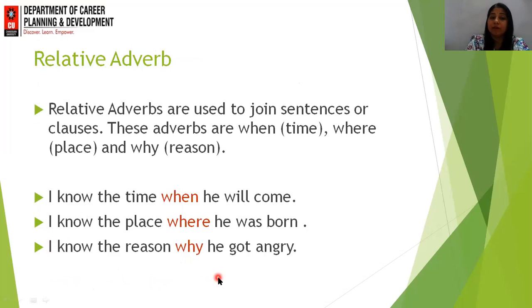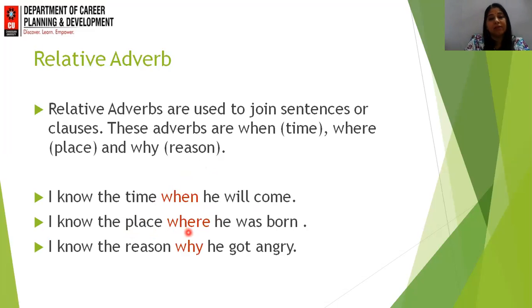Next is relative adverb, which joins two sentences by giving place, reason, or time. They are used to join sentences and clauses. In one sentence we can find different kinds of adverb with only one word. Like here, I know the time when he will come. Here I'm giving the time when he will come, and I can use it as an adverb of time as well.